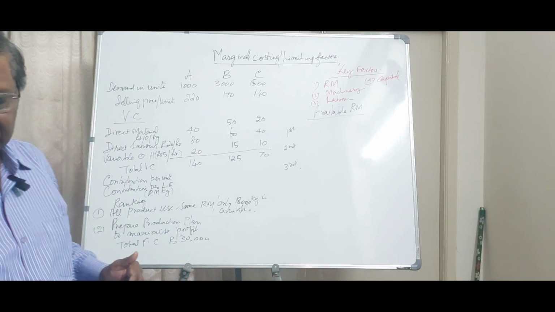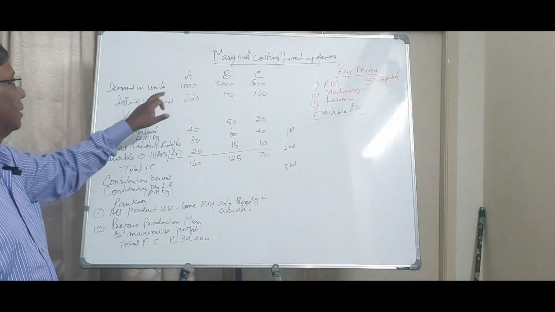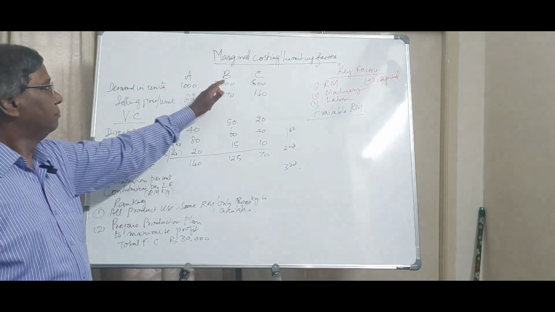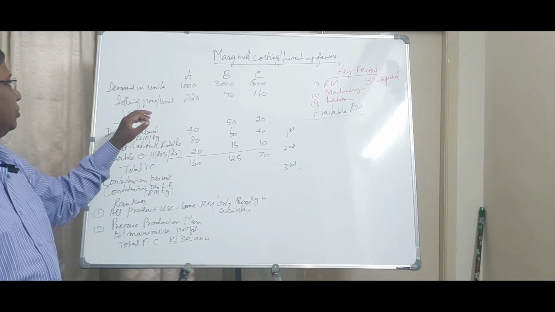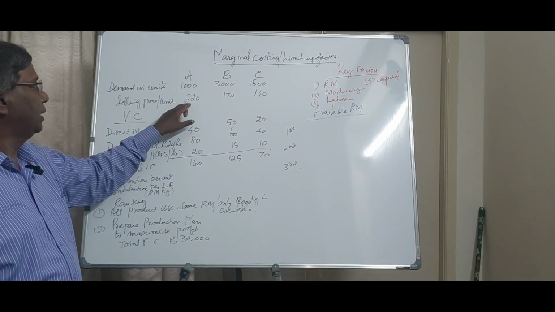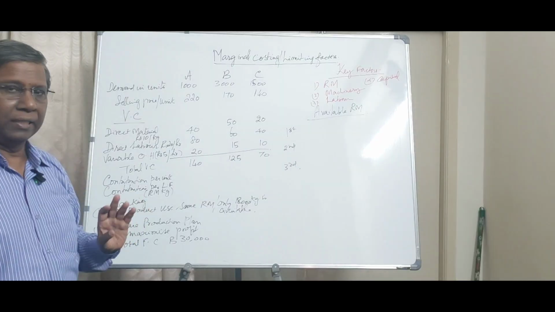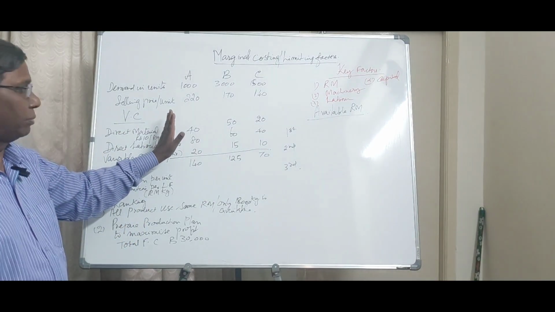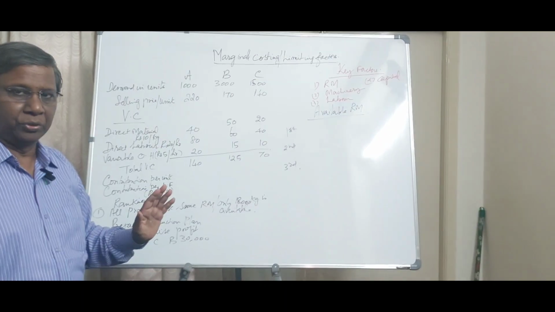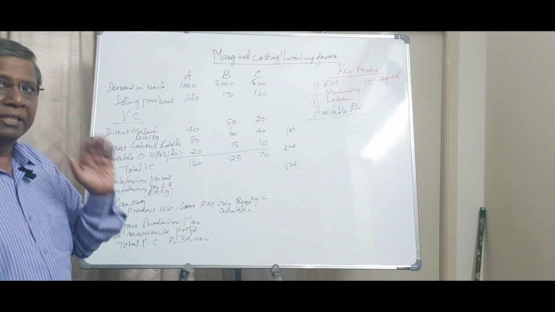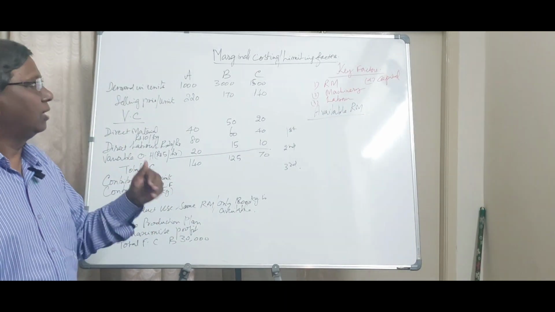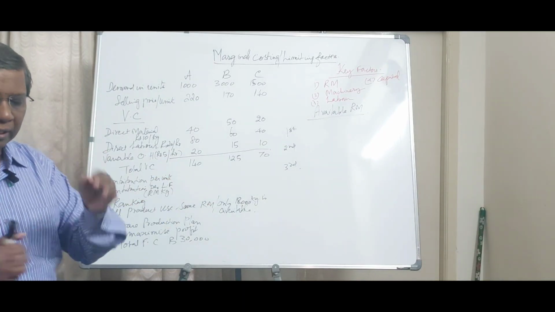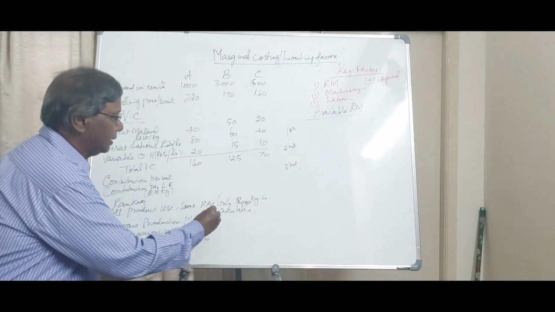So let us see. In this case, all three products are there: A, B, C. The selling prices per unit are 220, 170, and 140. As per the given problem, only three products are to be produced. The limiting factor, constraint, or key factor is raw material. Raw material is not available in quantity. Only 18,000 kg is available.